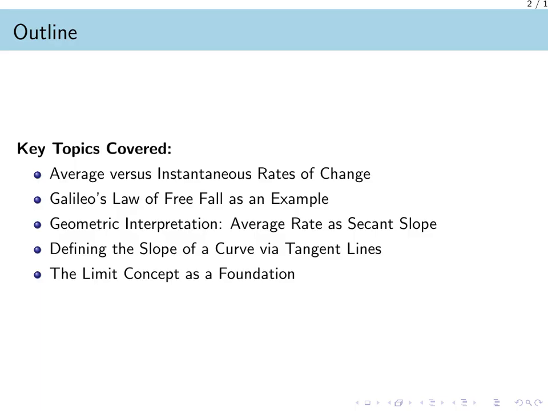To make this tangible, I will use Galileo's law of free fall as a guiding example, exploring how the speed of a falling object changes over time. From there, we will see how this idea of an instantaneous rate connects to a geometric problem, finding the slope of a curve at a single point by using a special line called a tangent line.